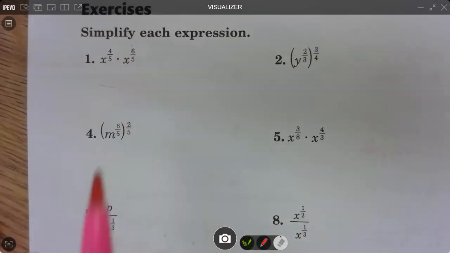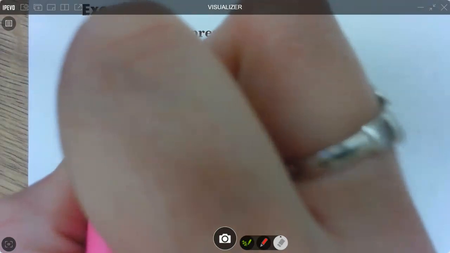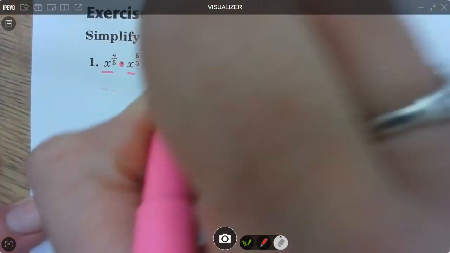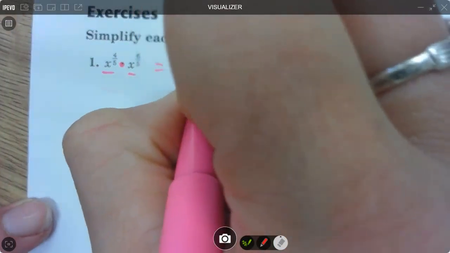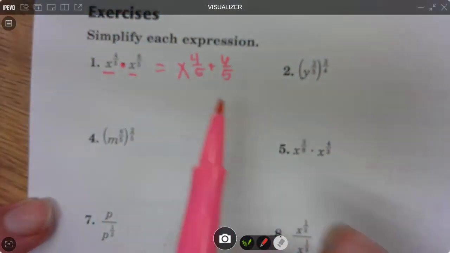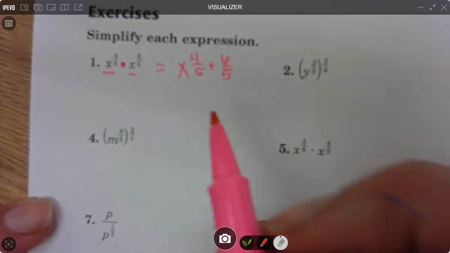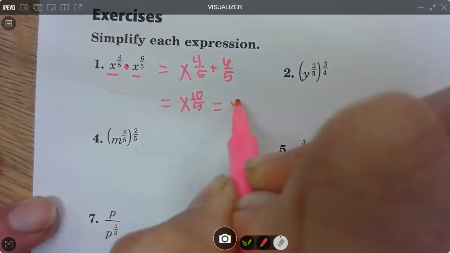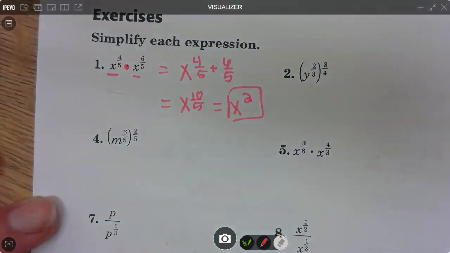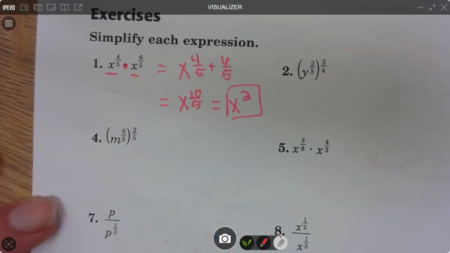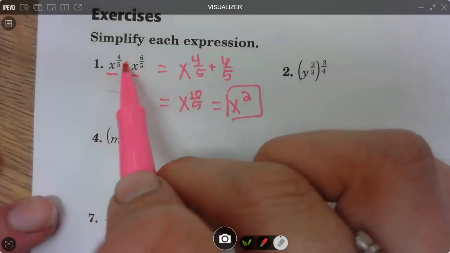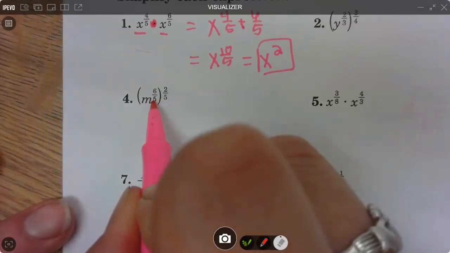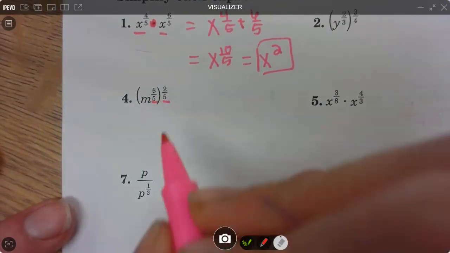For simplifying, if there's multiplication between two of the same variables, then the rule is you add their exponents. So 4/5 plus 6/5 is 10/5. 10 divided by 5 is 2. So multiplication between them says that you add. A power to a power says that you multiply.